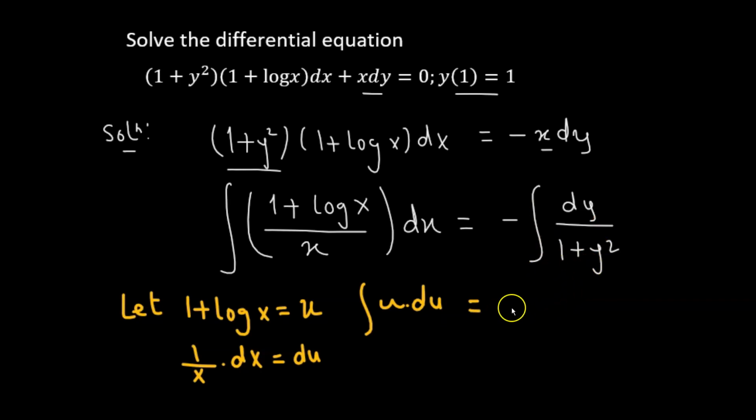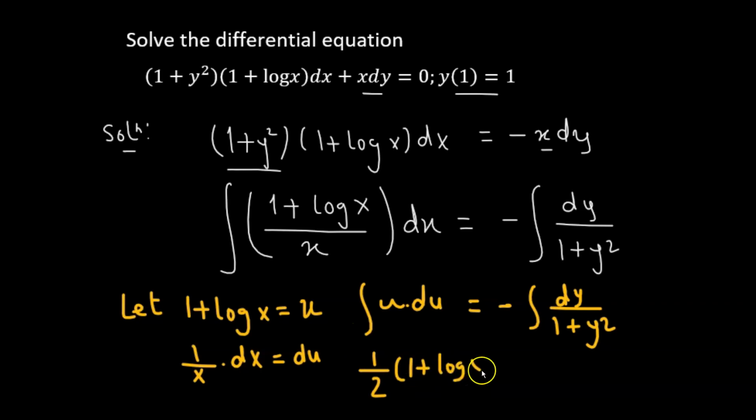Just as in the previous problem, this will be very simple, so let's not integrate it yet. Let's keep it as it is for now. We'll integrate it together. There's a reason why I'm doing it. So the integral of u du will be half u squared. Since u is 1 plus log x, that gives half of (1 plus log x) whole squared, which equals negative arctangent of y plus the constant of integration c.